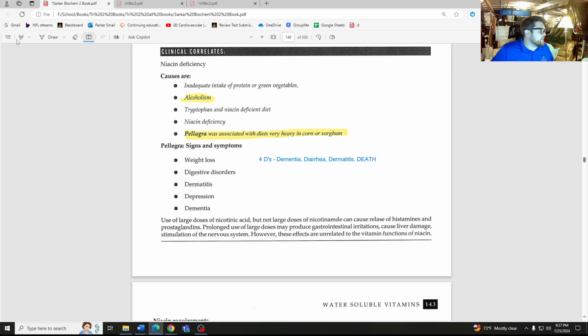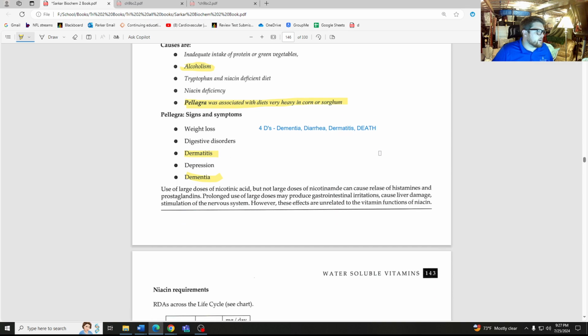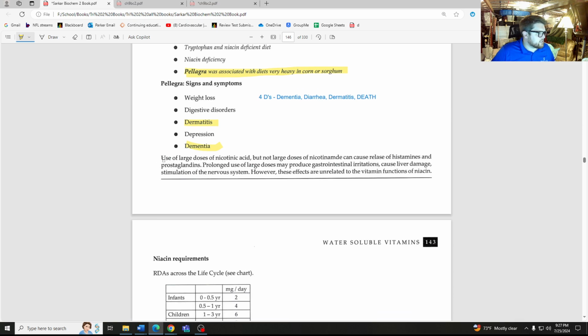So this has some of them: dermatitis, dementia. Add in the diarrhea and death part of it. Very, very severe. So what does this say? Use of large doses of nicotinic acid, but not large doses of nicotinamide, can cause release of histamines and prostaglandins. Prolonged use of large doses may produce gastrointestinal irritations, cause liver damage, stimulation to the nervous system. However, these effects are unrelated to the vitamin functions of niacin. Don't worry too much about that paragraph.